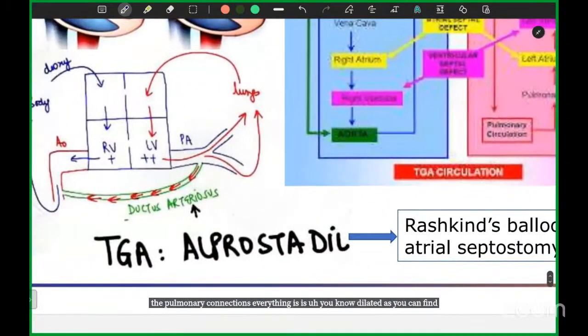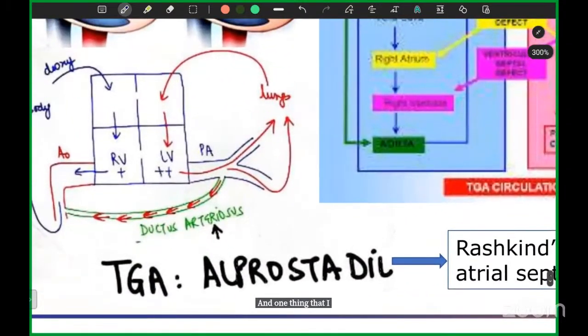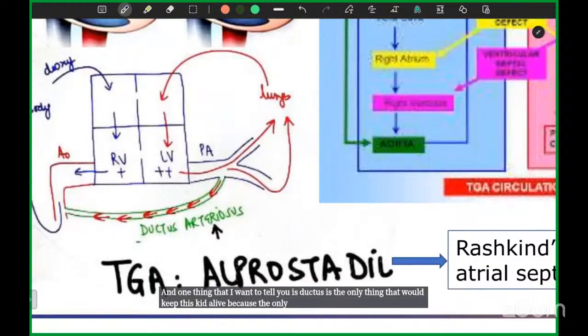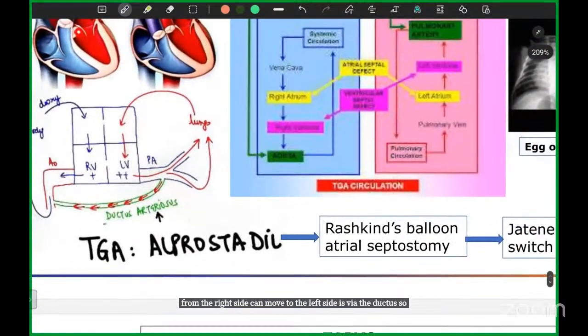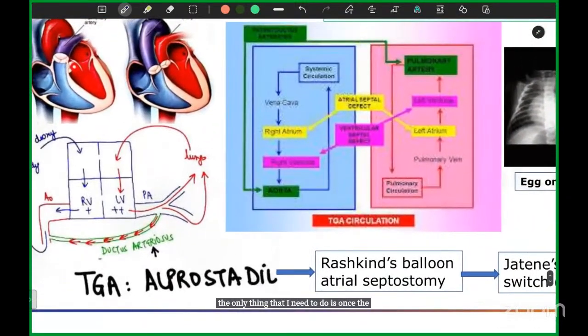And one thing that I want to tell you is the ductus is the only thing that would keep this kid alive, because the only way that the oxygenated blood from the right side can move to the left side is via the ductus. So the only thing that I need to do, once the kid is born, is to keep the ductus open.